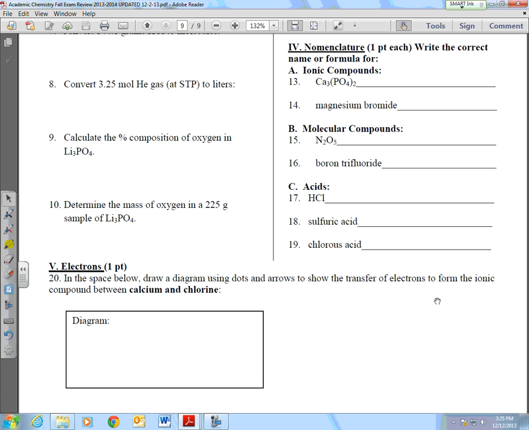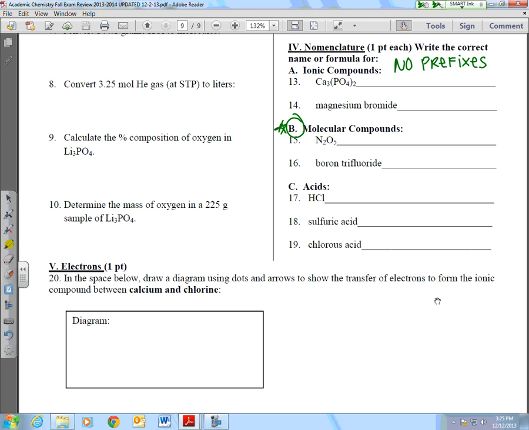So for ionic compounds, the rule for ionic compounds is no prefixes. If a kid tells me this is tricalcium diphosphate, it breaks my heart in half, okay? Don't use prefixes if it's ionic. It's only molecular compounds that you use prefixes for. Nothing else has a prefix. And by prefixes, I'm talking about like mono, di, tri, tetra, all of those, okay?